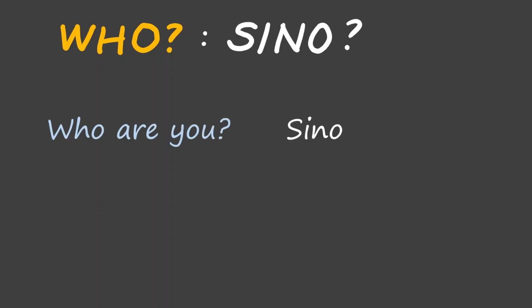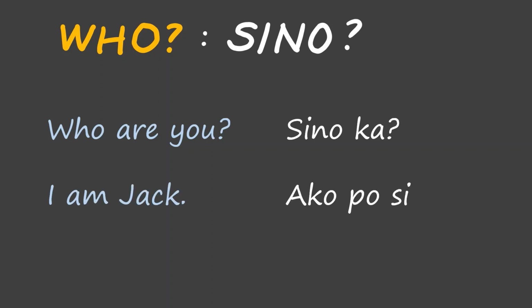Now let us learn another use of the word who or sino. We use it to ask who someone is. Who are you? Is sino ka in Filipino. I am Jack. Ako po si Jack. Notice the word you is ka in this example, whereas previously you was mo. In this one, Jack is the ka, the second person in the conversation. But previously, it was mo for the person the woman was talking to, someone who was not actually in the conversation.